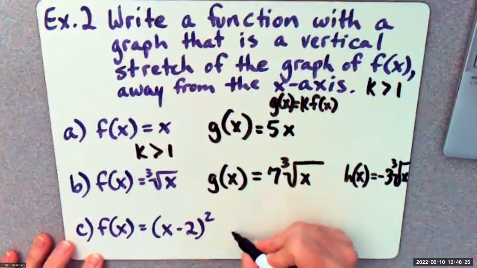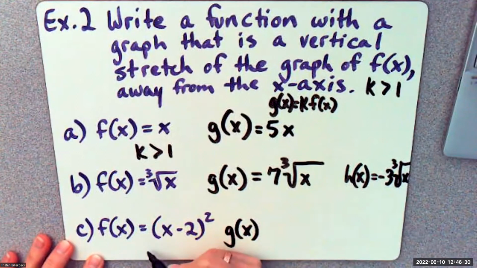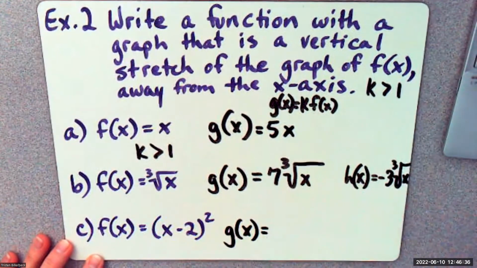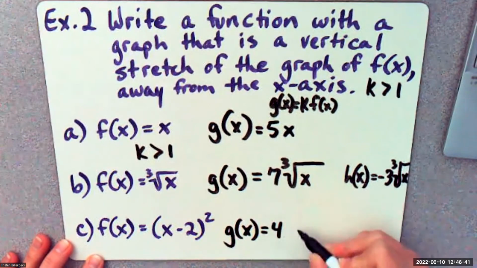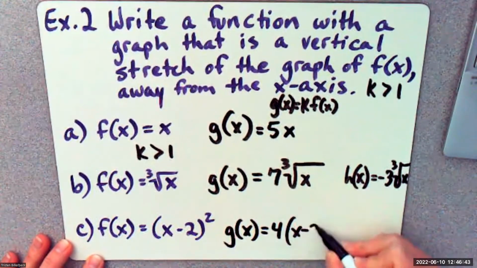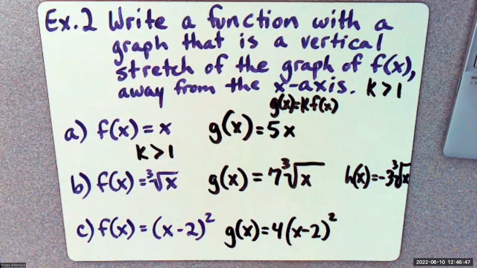All right, so for this one, all I have to do is put the a, remember a? It's usually right in front. A is going to be greater than 1. So I can put in a 4 times x minus 2 squared, and that's going to stretch it up. So it'll be a little closer.